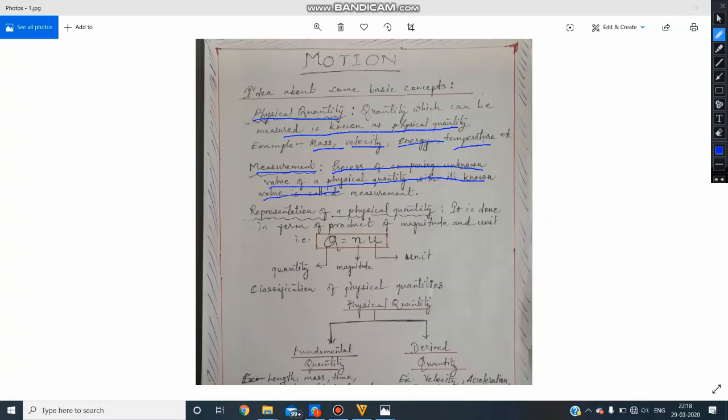The next is representation of a physical quantity. For representing the quantity, we use this format, where Q is the physical quantity, N is the magnitude, and U is the unit. This is how we represent physical quantities.